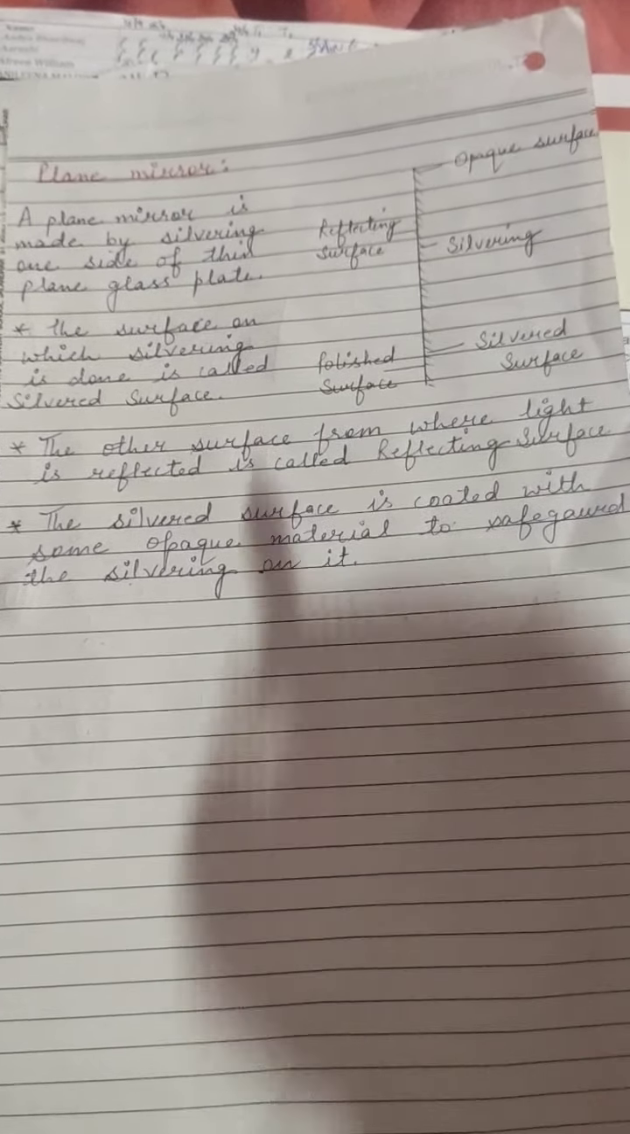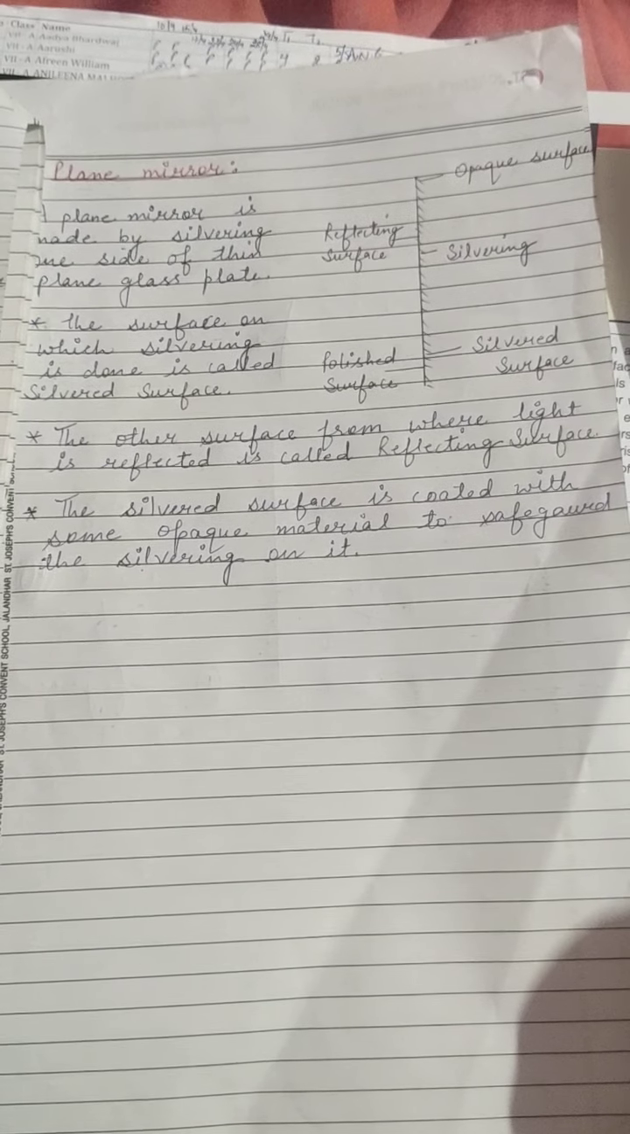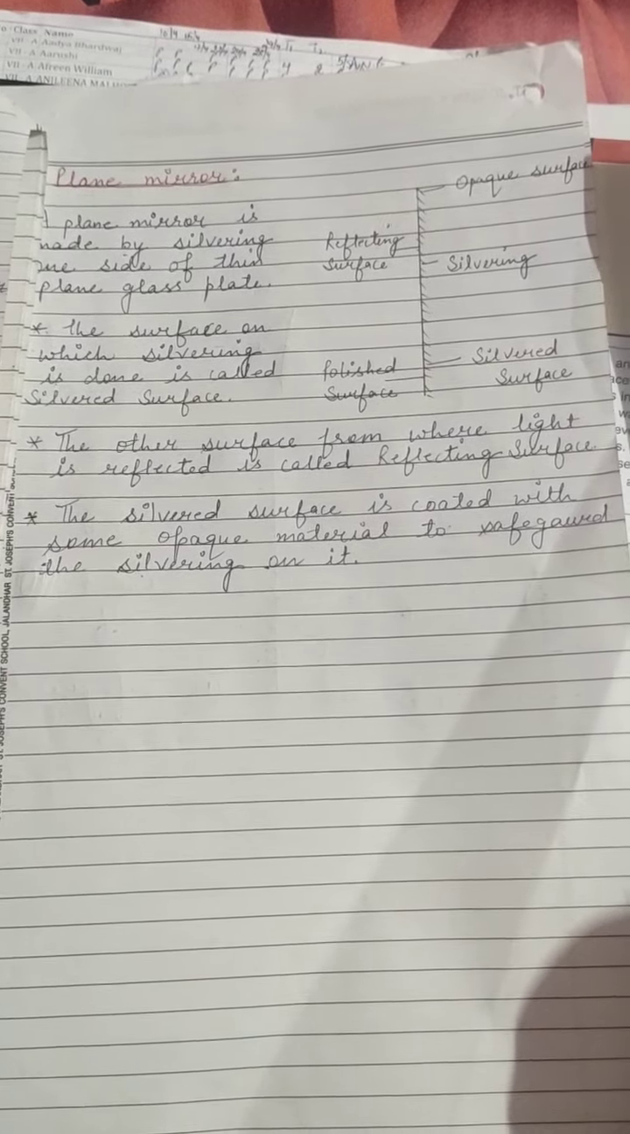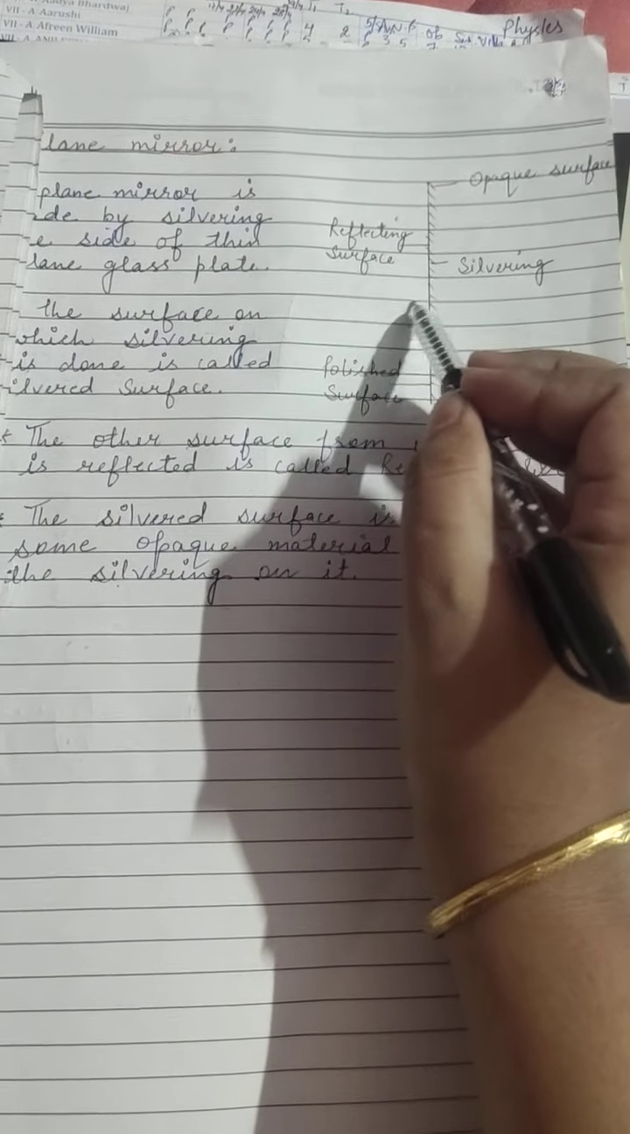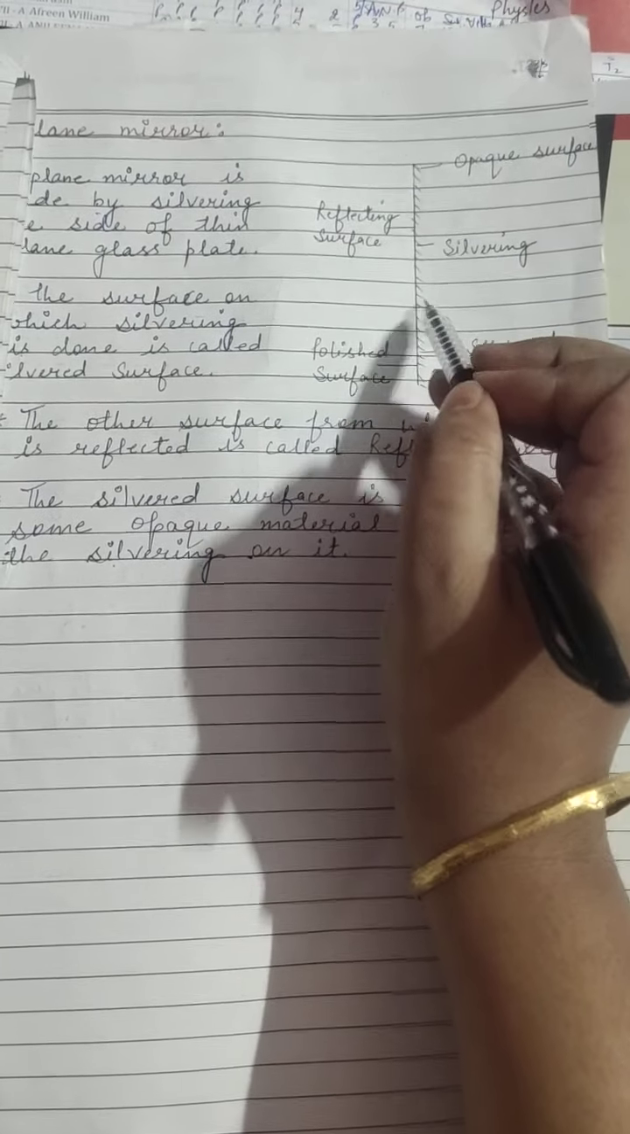The silvered surface is coated with some opaque material. After doing the silvering, we will coat it with the opaque material to safeguard the silvering. When we talk about the light, it will fall on the front side of the polished surface. It will enter this plane mirror from this side and it will be reflected from the silvered surface where silvering is done, and the opaque material will prevent it from passing through. It will not allow the light to pass through it.